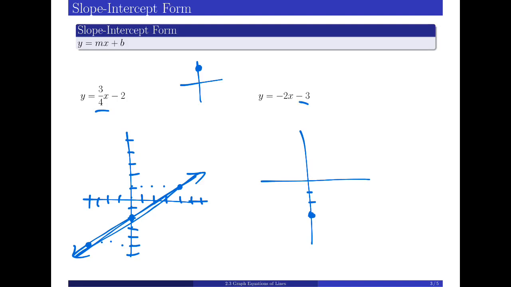In our other example, we have a y-intercept of -3, so down 1, 2, 3. All right, there's a y-intercept, and then our slope is -2, so that's -2 over 1. So we're going to be going down and to the right. Let me just draw a few more hash marks on our graph.